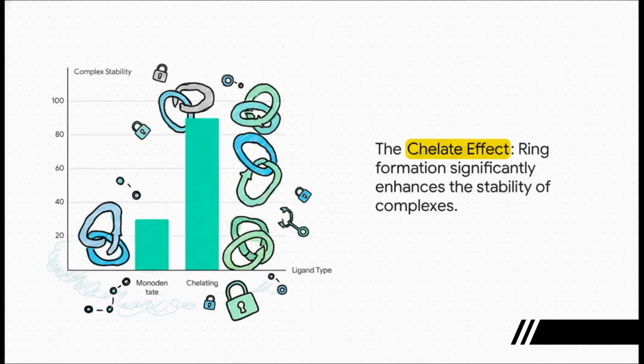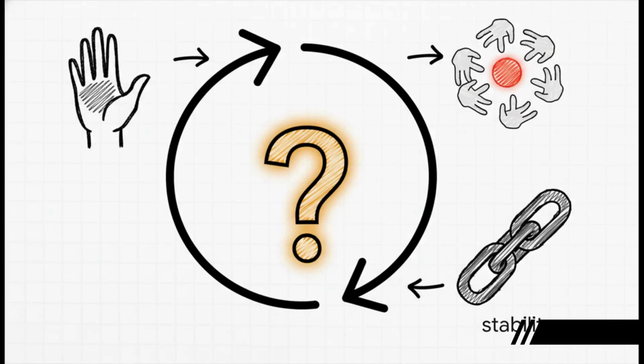And the result is what you see here. It's called the chelate effect. A complex made with a chelating ligand is just way, way more stable than a similar one made with one-handed ligands. Think about it. That ring structure physically locks everything together, making it so much harder to break apart. Now, this entire idea, multiple hands leading to stronger grips, which leads to more stability, it brings us full circle.